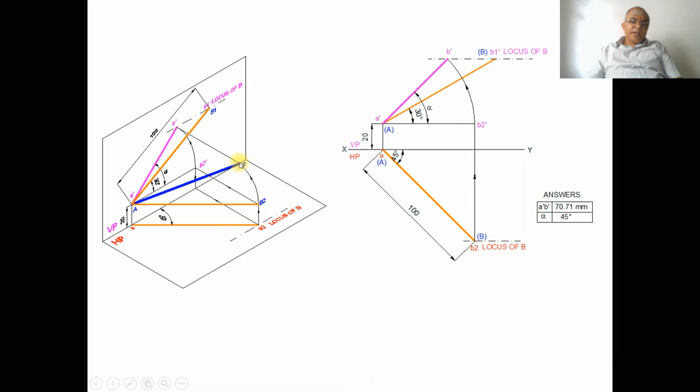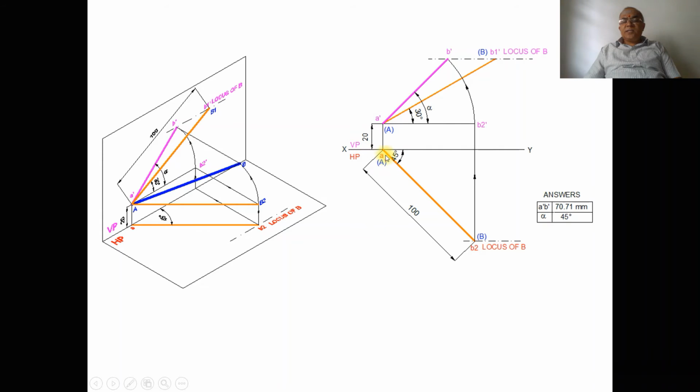You get this point here, capital B. Then join capital A to capital B here. Similarly, you join A dash to B dash, which is the dark line. This will be the angle alpha. So how do we show this in orthographic view?